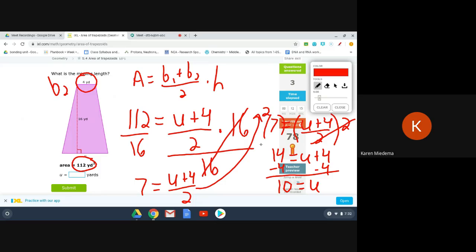Again, if you wanted to check your answer, what you could do is you could write the formula over, substitute in 10 for your B1, 4 for your B2, and 16 for your H, and then solve for the area. And what should you get? Well, you should get 112 square yards. So I got 10 for my answer.